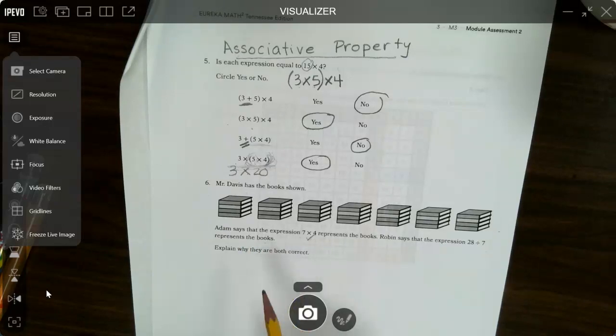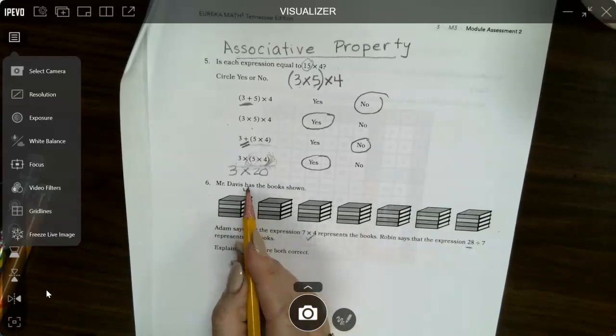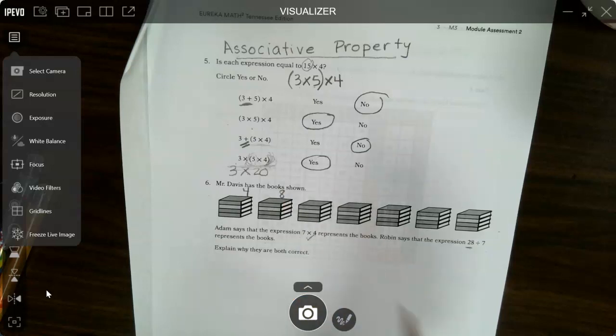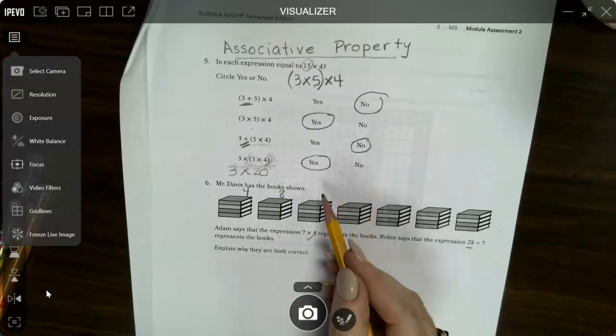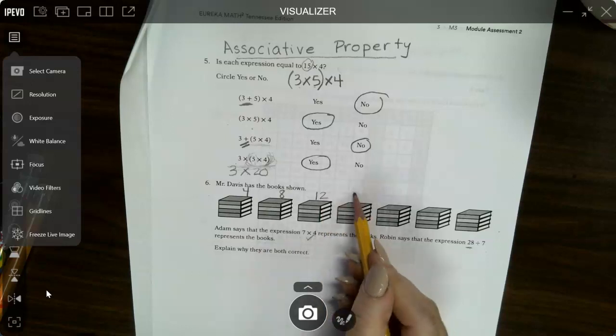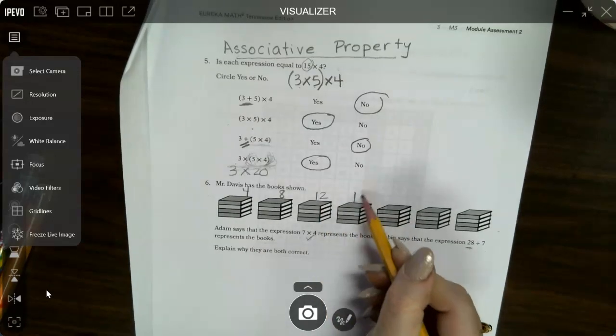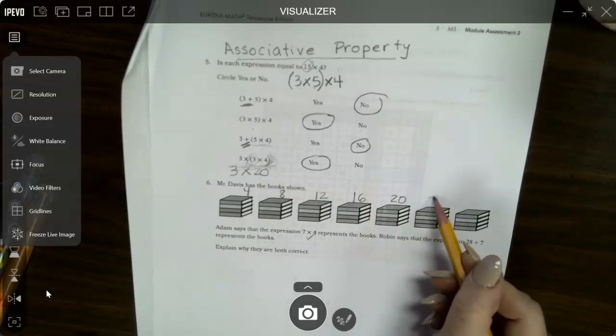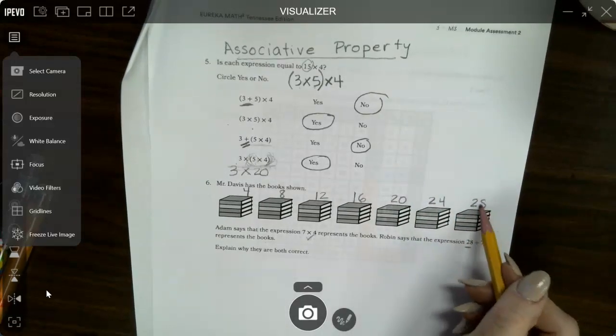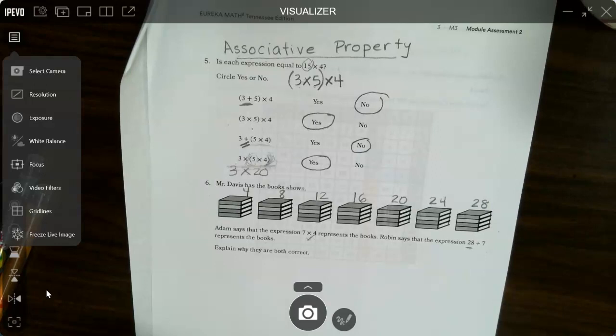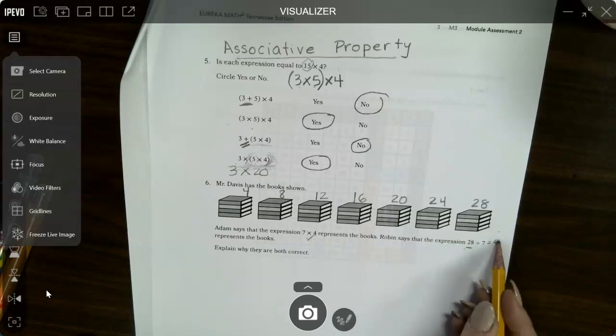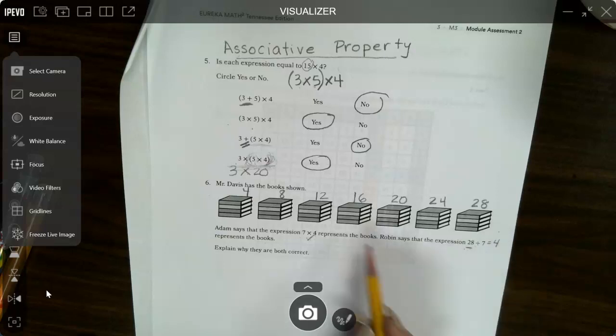So I'm going to think about that. Do I have 28 books total? Because again, division starts with the total amount. I can skip count by 4s. I have 4 books, 8 books, then 12 books, 16 books, 20 books, 24 books, 28 books. So when I take 28 books and divide them into 7 piles, it will give me 4 books each.